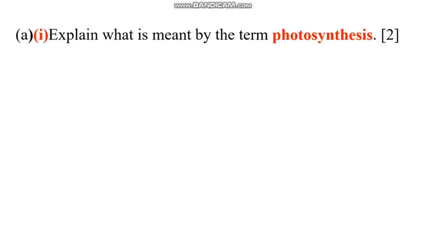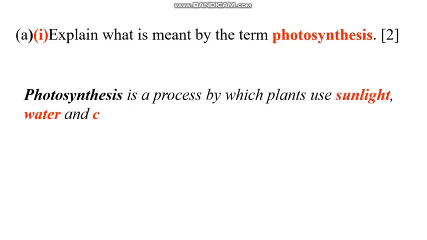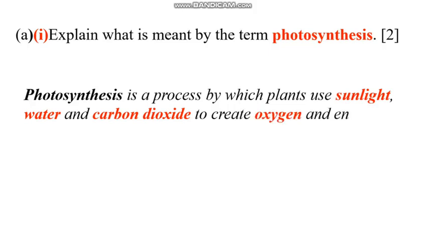Okay, so this is how we can define photosynthesis. Here we have said that photosynthesis is the process by which green plants use sunlight, water and carbon dioxide to create oxygen and energy in the form of sugar. So this is the definition that we can use to define what photosynthesis is. Let us now move on to our next question.